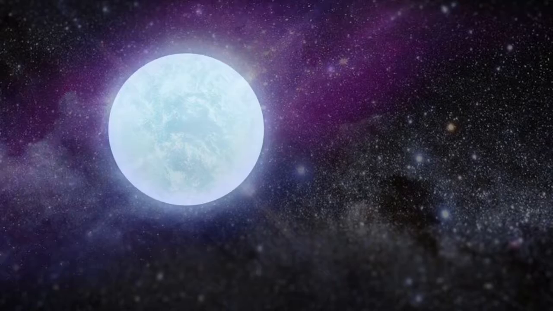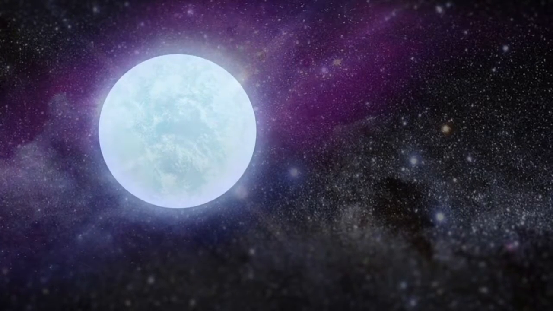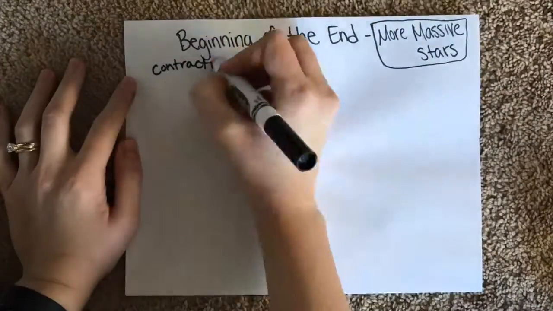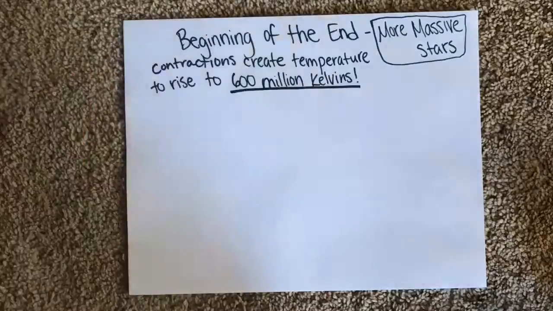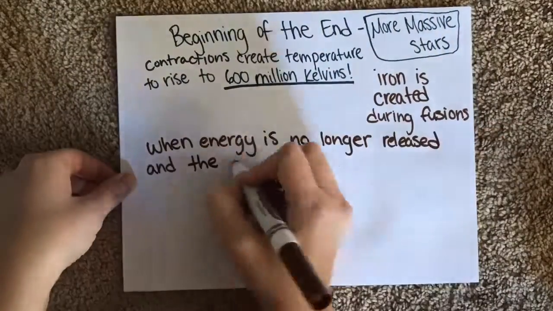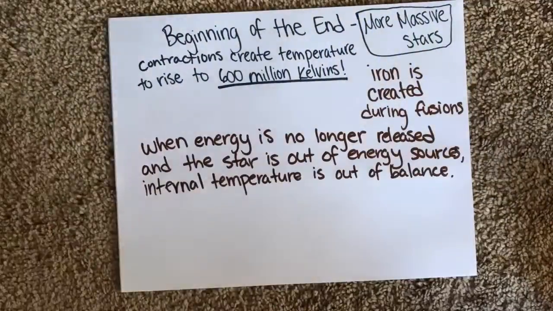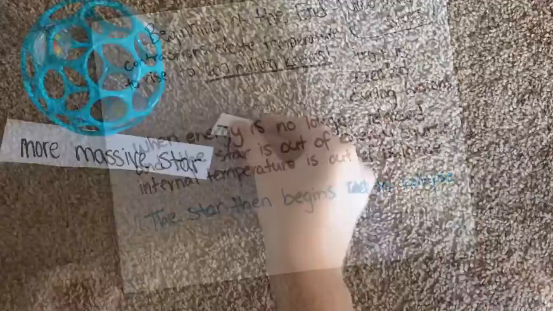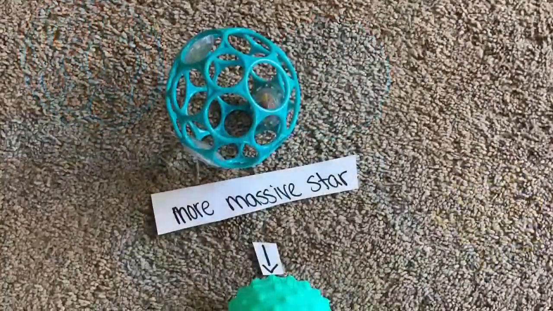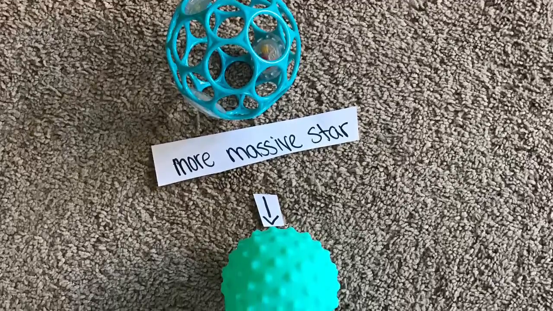The beginning of the end for massive stars is a bit different. The less massive stars also contract, but after blowing off its outer shells, a more massive star can reach the temperature of 600 million kelvins to begin carbon fusion reactions. These reactions produce the element iron. After iron, energy is no longer released by the fusion process, and the star has used up its energy sources.